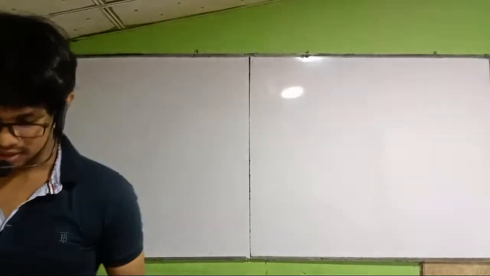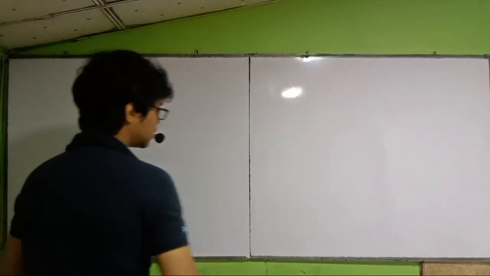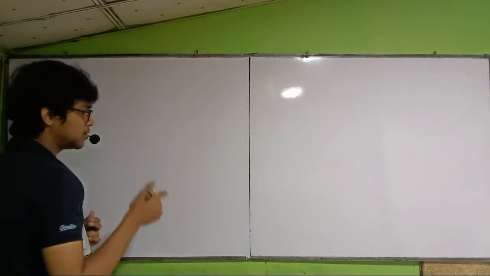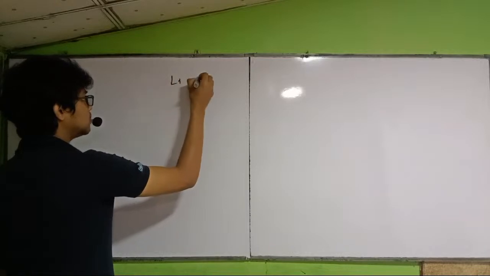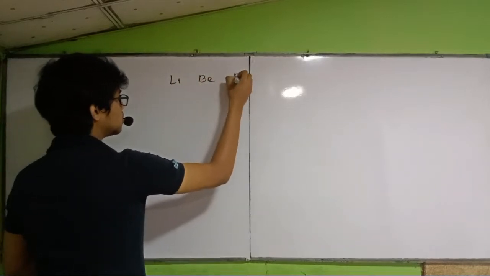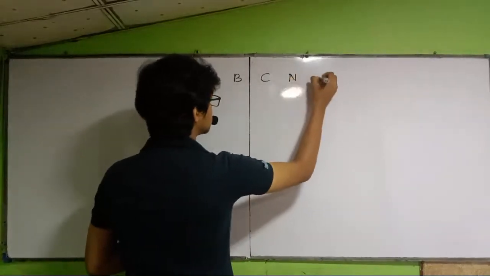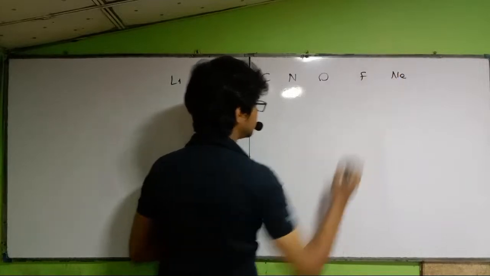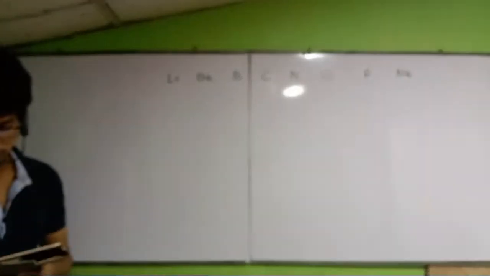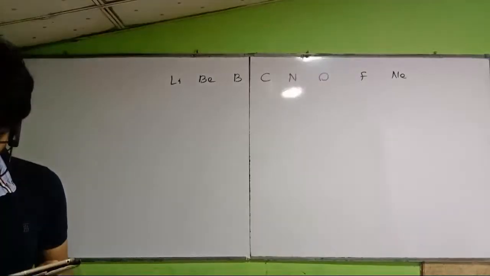Part A, first one. They are talking about the second row of the periodic table. So hydrogen, helium, then I'll write them: lithium, beryllium, boron, carbon, nitrogen, oxygen, fluorine, neon. This is what they're talking about. Identify the element that has the highest electronegativity.